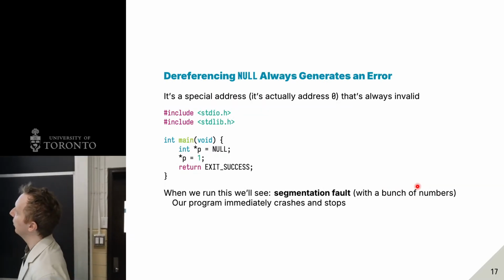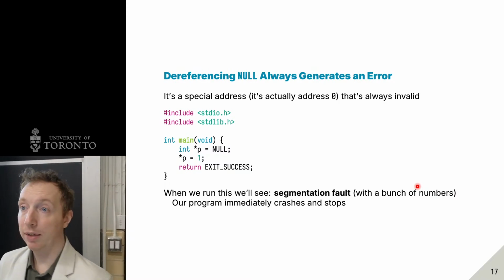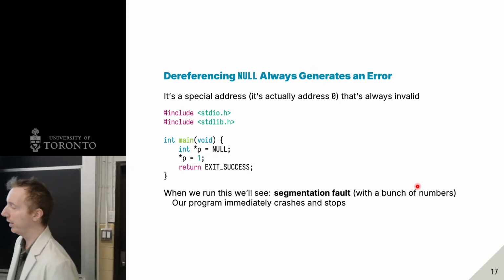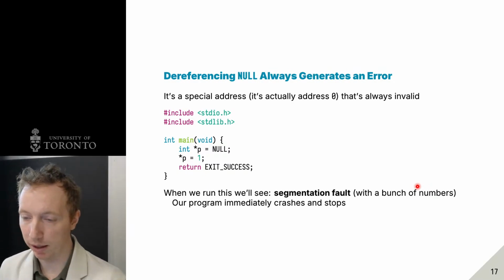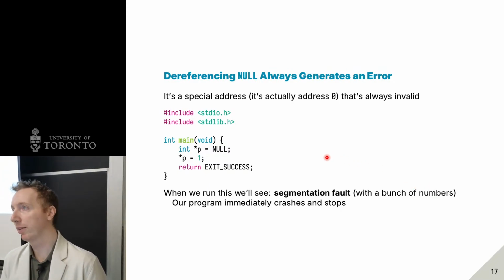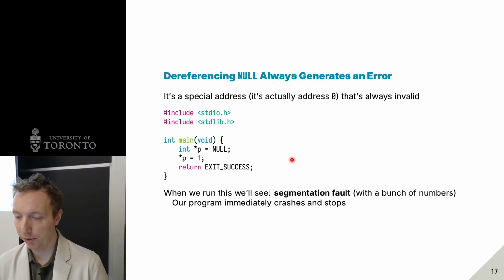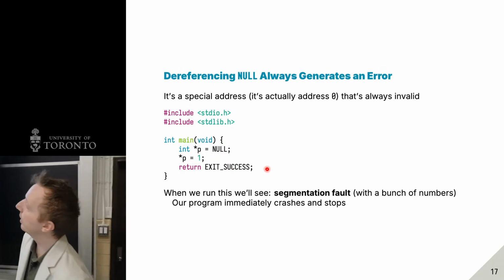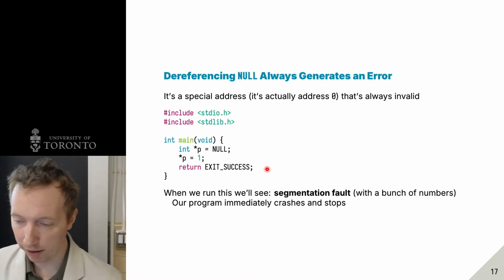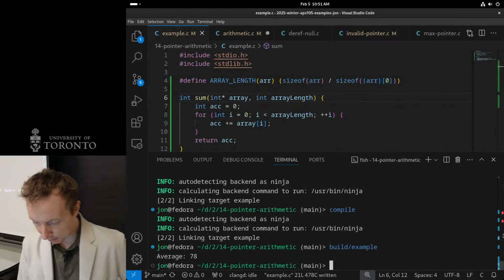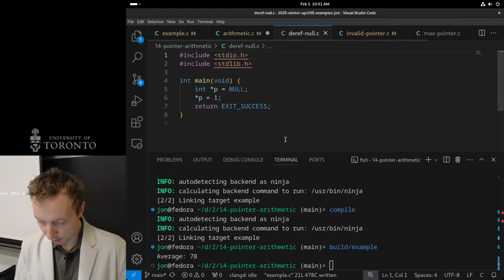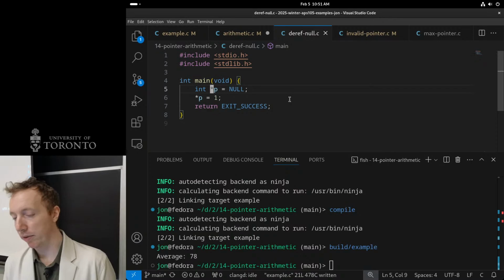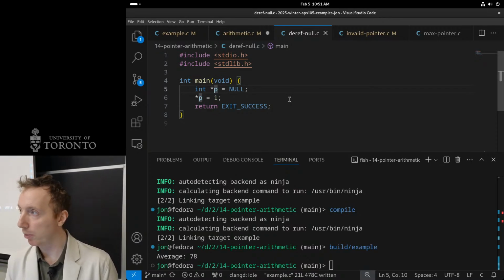And the reason we do that is because dereferencing things like NULL always generates an error, which is actually easier to debug. So it's a special address. Actually, it's address 0, so you can actually just do equals 0 if you really want. But it's guaranteed to always be invalid. So if I take my code here, so here I set int star p, so a variable called p.